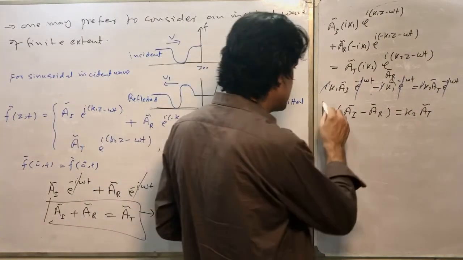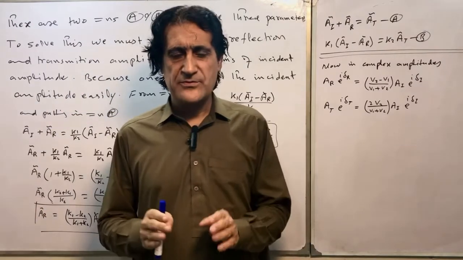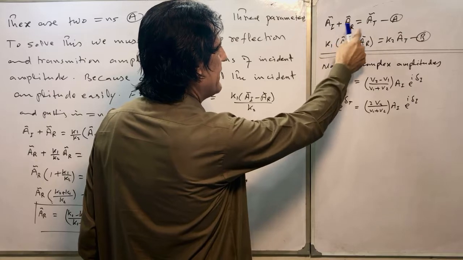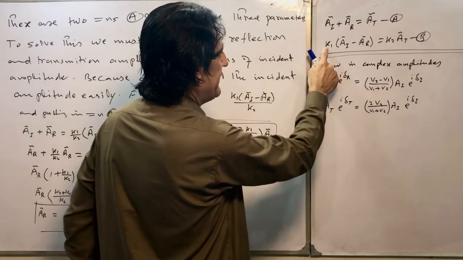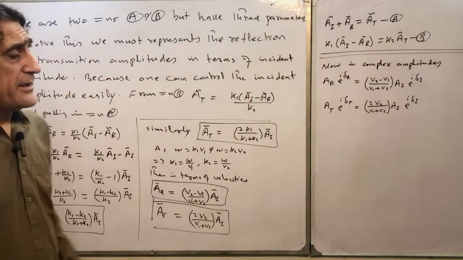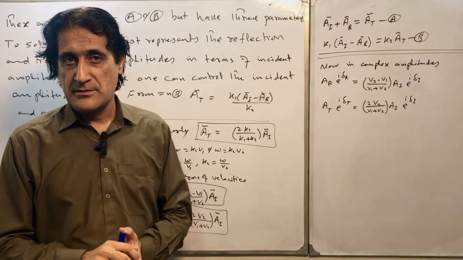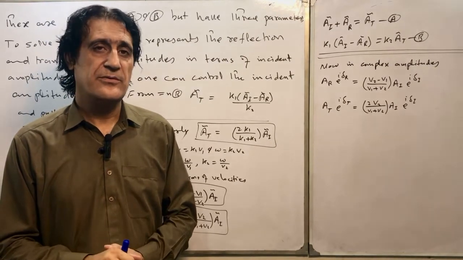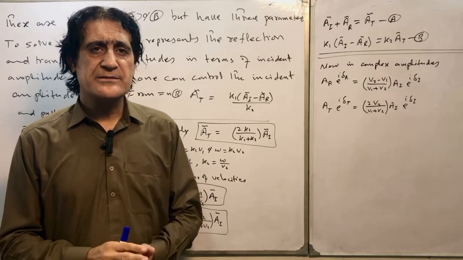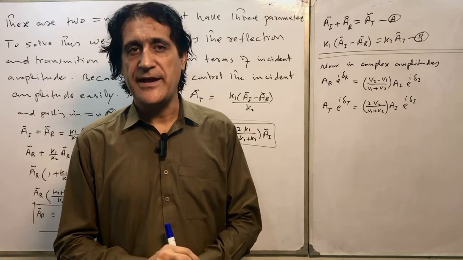And let's suppose this is equation number B. As we have derived two equations A and B, where AI plus AR is equal to AT, this is equation A, and K1 (AI minus AR) is equal to K2 AT, this is equation B. Now we have two equations and three variables. To solve this, we must have three equations for three variables. But we can solve these two equations in terms of the incident wave.